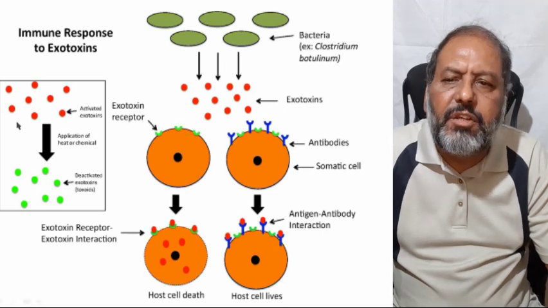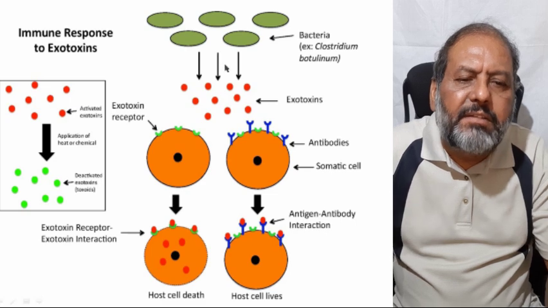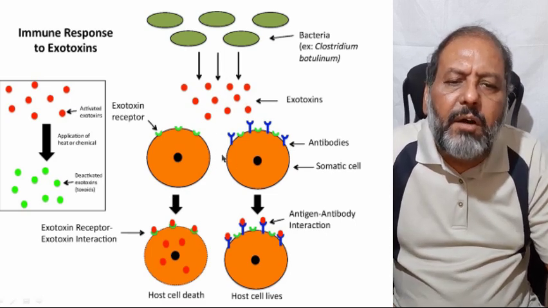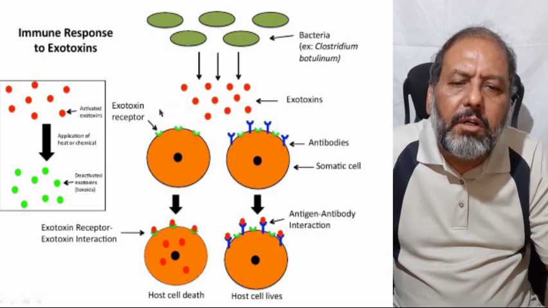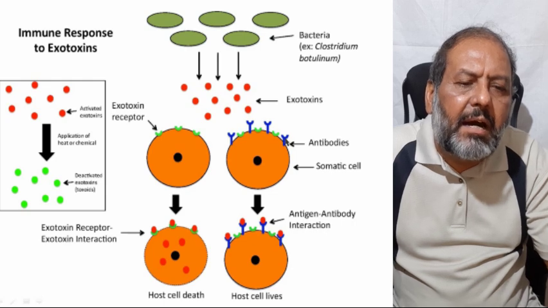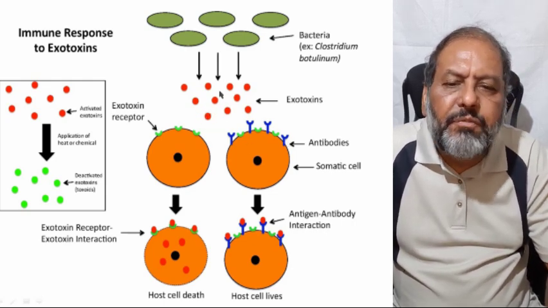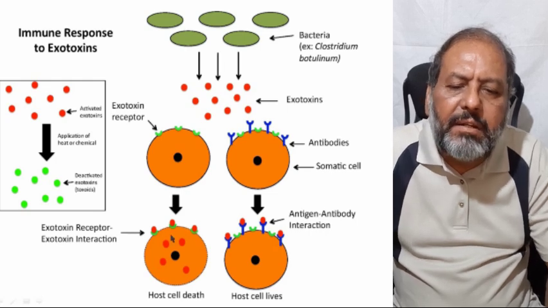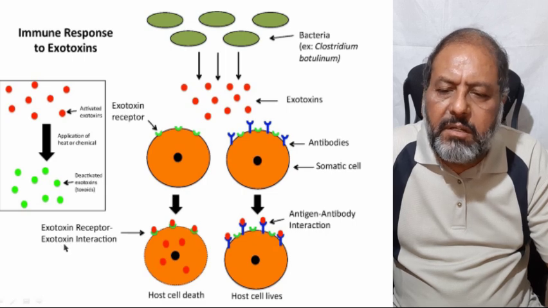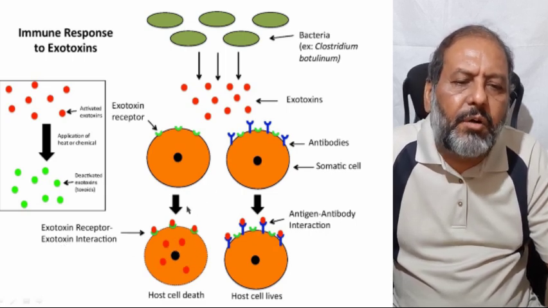Here one can see bacteria like Clostridium botulinum. These are secreting the exotoxins. Now the host cell has two kinds of receptors. One is the exotoxin receptor. The other is the antibodies. If the exotoxin combines with its receptor, and here one can see the exotoxin-receptor interaction, that causes the death of the cell.